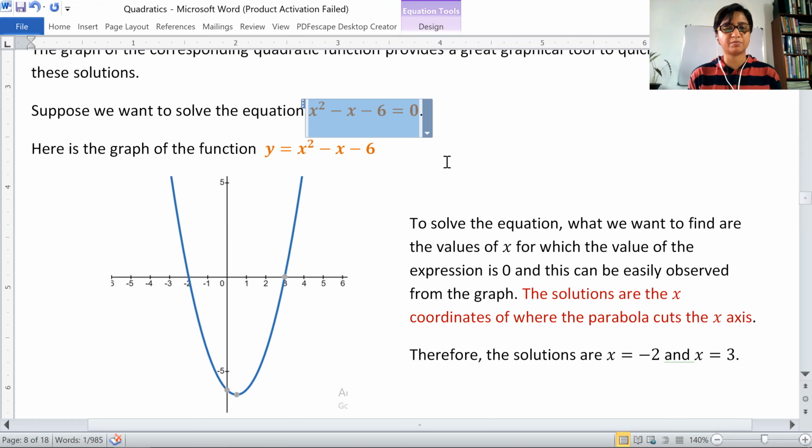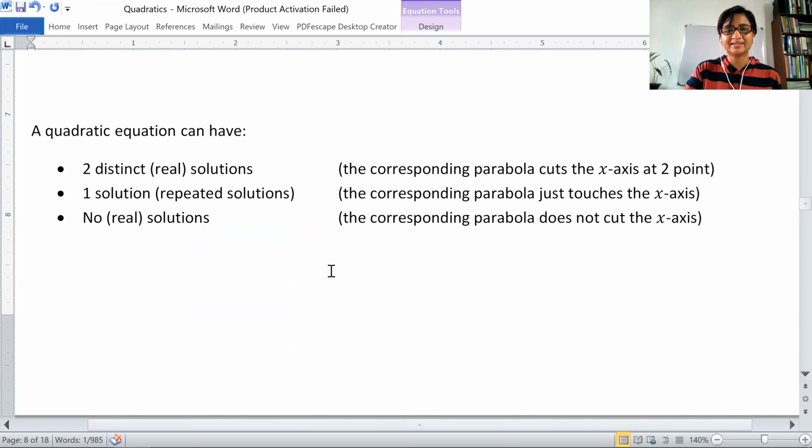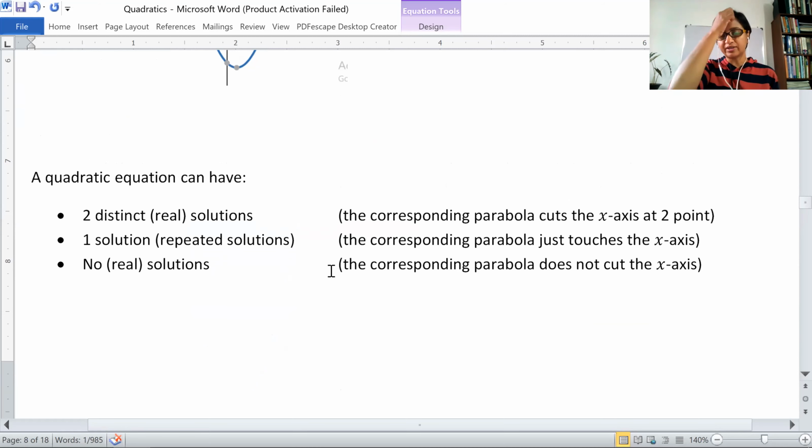Like in this case, -2 and 3. Right, so this is what we saw last week. And then I said, now we know that when you have a quadratic graph, depending on the positioning of the graph on the grid, you can have upright and upside down parabolas, and depending on where on the grid it is, your parabola might be crossing the x-axis at 2 distinct points, or it can be just barely touching the x-axis, or it might not be touching or crossing the x-axis at all.